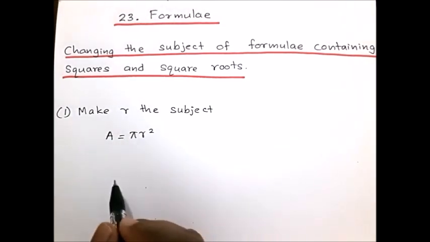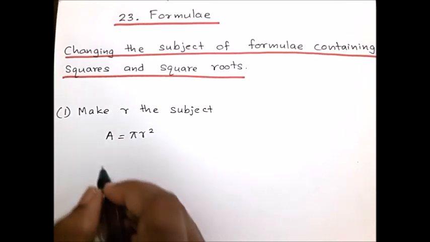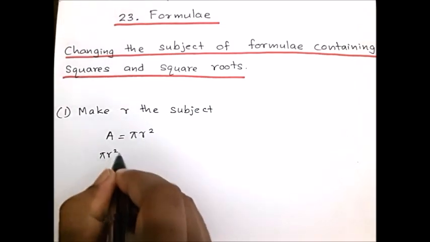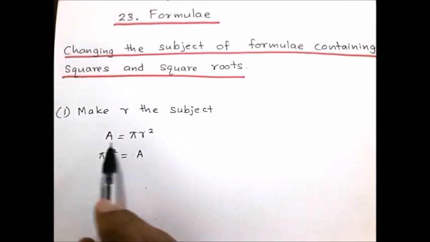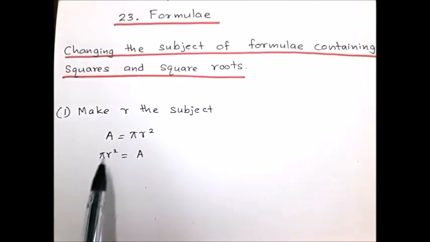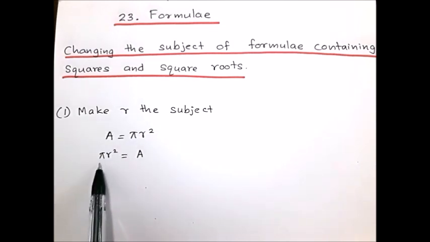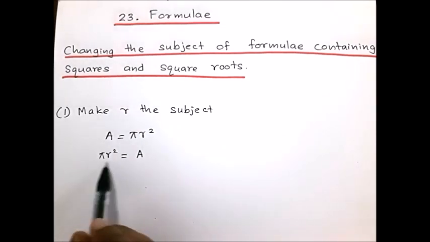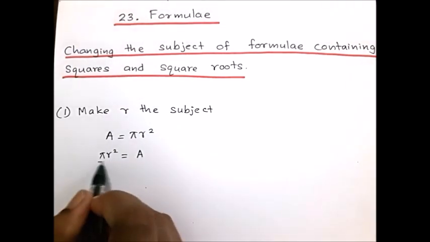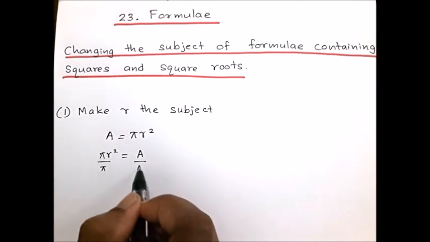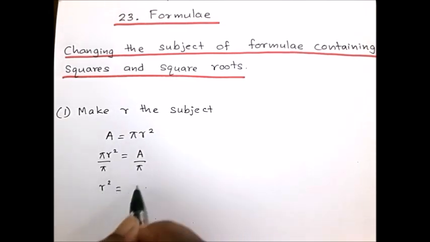First I am going to change the sides of this formula. 5r squared equal a. Change left hand side and right hand side. Take the unknown term that you have to subject in the left hand side. First remove 5 from this side. So divide both sides by 5. R squared equal a divided by 5.